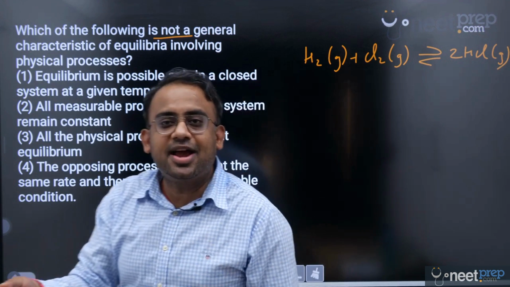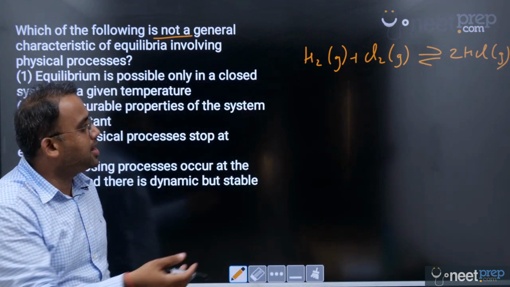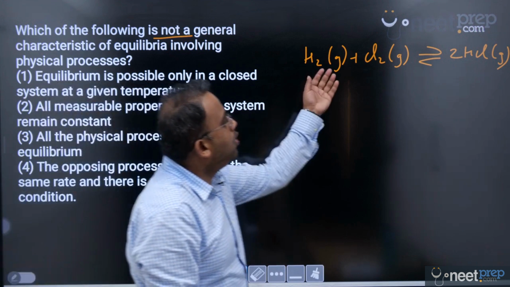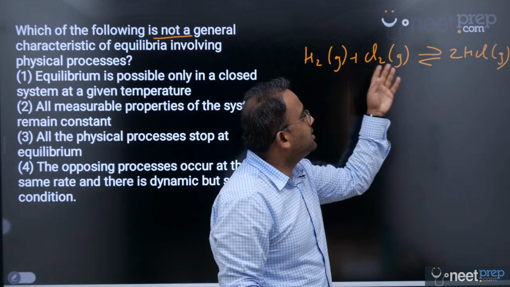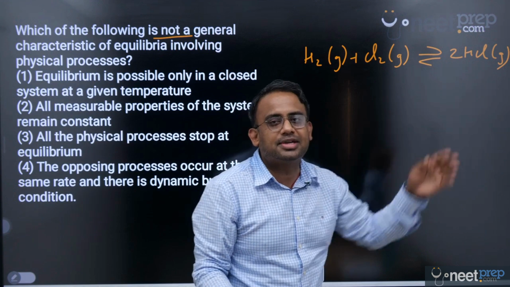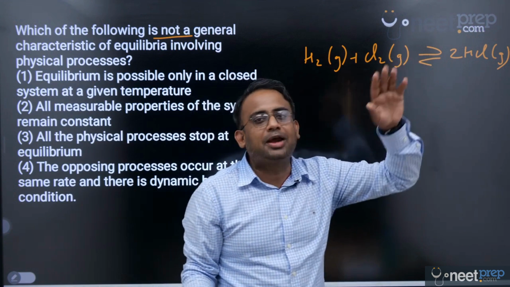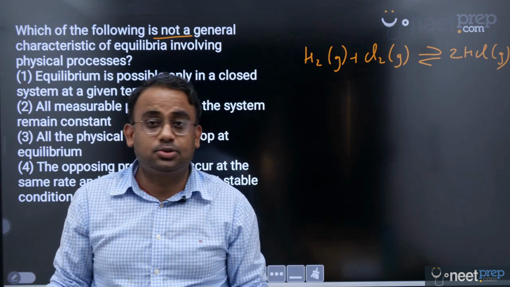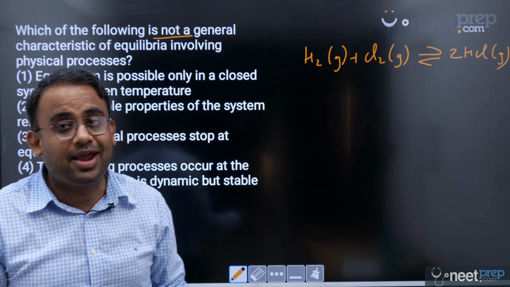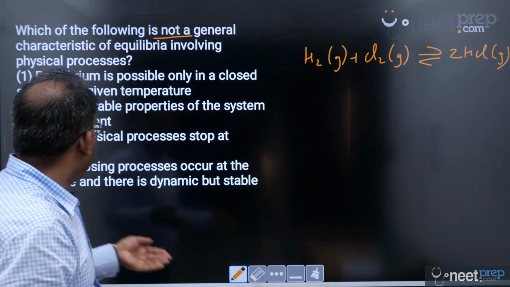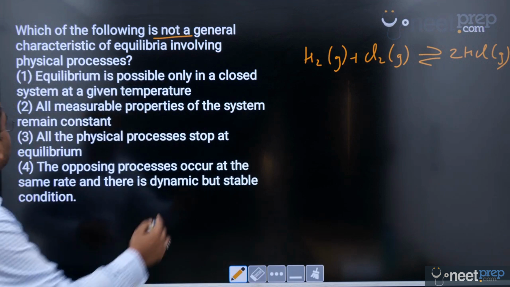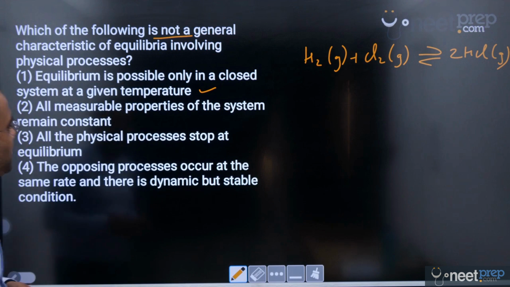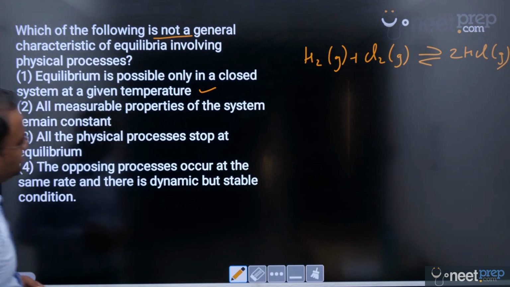If I'm not taking a closed vessel, then how can I expect that H2 and Cl2 will combine to give us HCl, or that HCl will decompose back to give H2 and Cl2? It is not possible unless we have a closed vessel, right? So this is a correct statement. All measurable properties of the system remain constant.